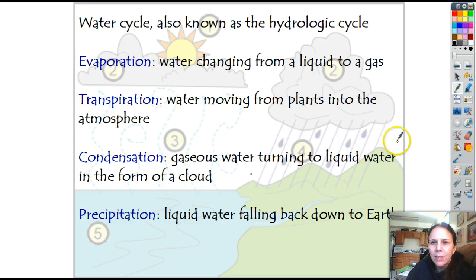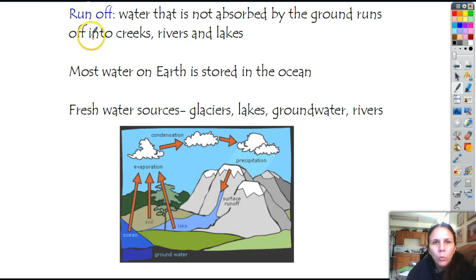If it is on, say, a mountain or something like that, then we get something called runoff. Runoff is the water that doesn't get absorbed by the ground, because either the ground isn't able to absorb it, or the ground gets so wet so quickly that it's overwhelmed by the water, and the water just runs right off. And so what we get is water flowing down the mountains, down the hills, into maybe a lake or a stream, and then eventually back down to the ocean. So water that's not absorbed by the ground runs off into creeks, rivers, and lakes, and then it's just going to be evaporated again.